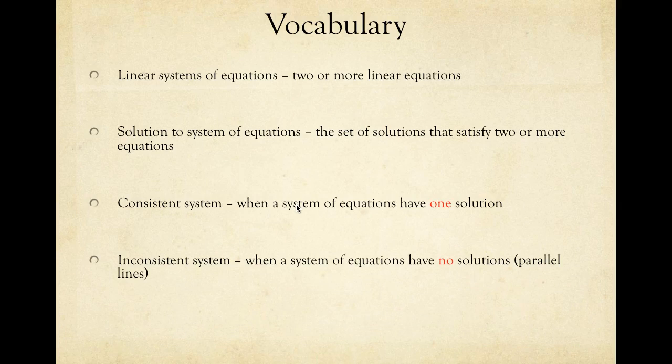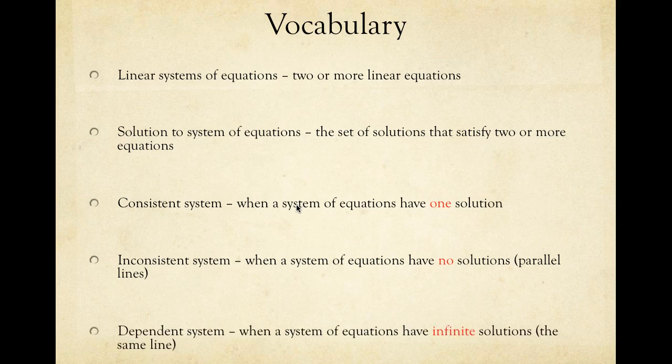An inconsistent system. That is a system of equations that has no solution. And an example of that would be parallel lines. And lastly, a dependent system. A dependent system is a system when there are infinite solutions. And the only time you can have infinite solutions is when the 2 lines are actually the exact same line.